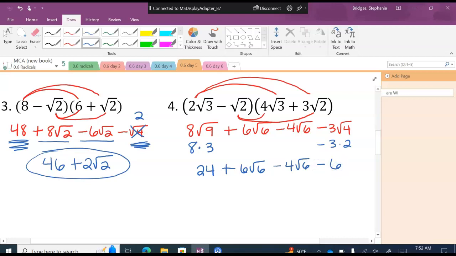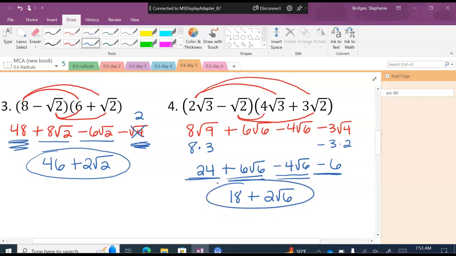6. Okay. And then once I get rid of the perfect squares, then I can start combining my like terms and then looking at the radicals to see if they can continue to simplify. So if I start with this 24 and that negative 6, what's 24 minus 6? 18. And then I have a positive 6 square roots of 6 and a negative 4 square roots of 6, which is going to give me a positive 2 square roots of 6. And then the last thing I just want to check is, can the square root of 6 simplify at all? No. So we're going to leave our answer just like that. Is everybody okay with that one?